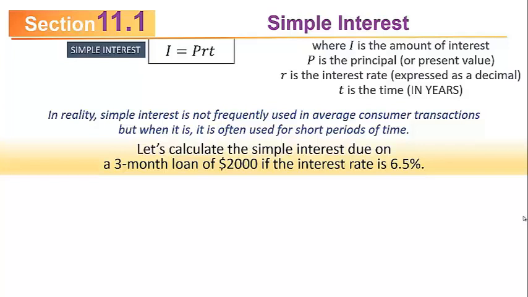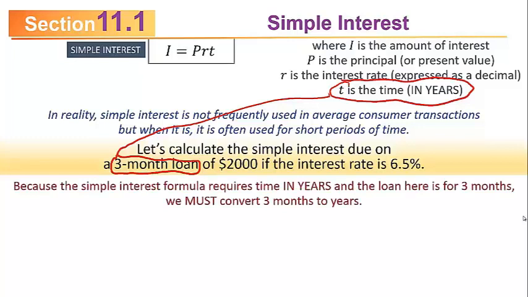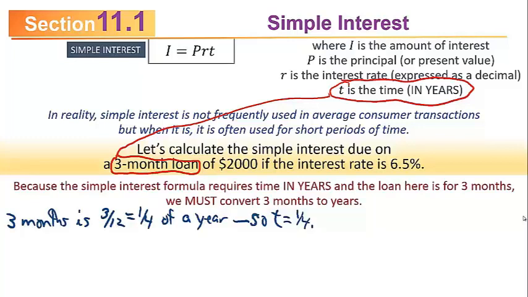For example, let's calculate the simple interest due on a 3-month loan of $2,000 if the interest rate is 6.5%. It's a 3-month loan and the time has to be in years. So as before, we have to change months to years. 3 months is 3/12 of a year. 3/12 is 1/4, so T is equal to 1/4. You have to go from months to years for the formula to work.